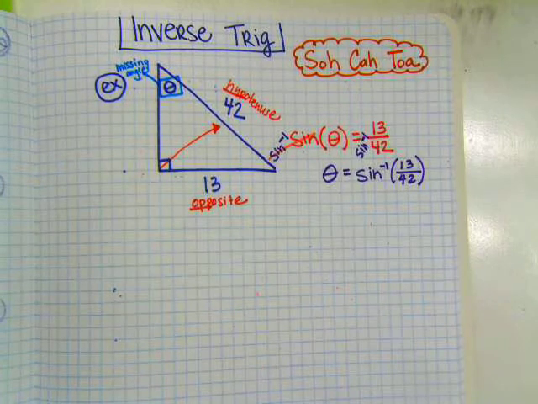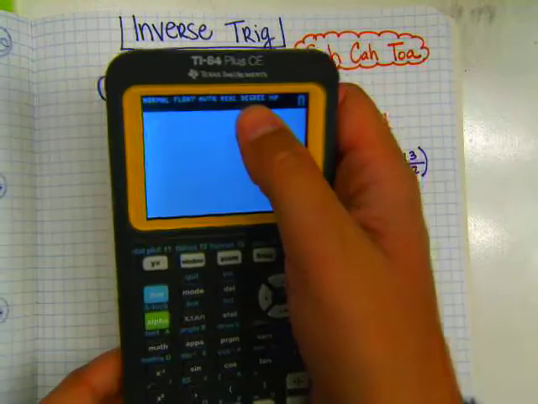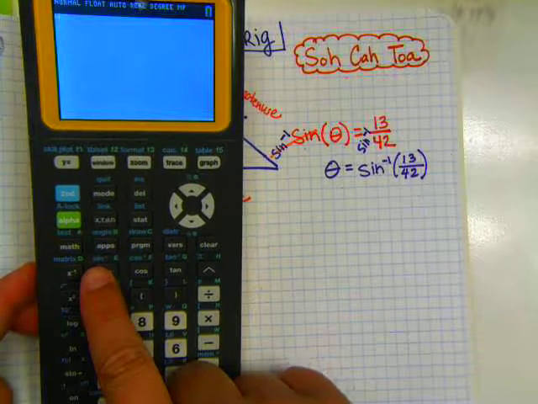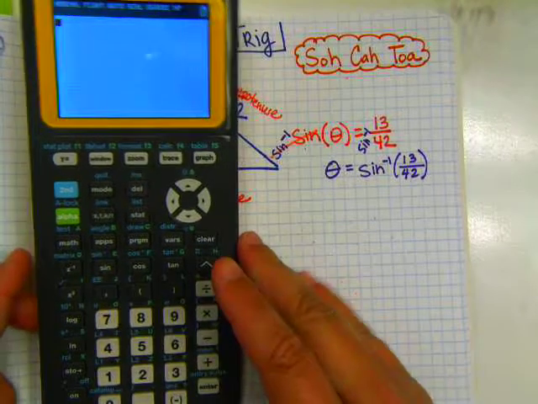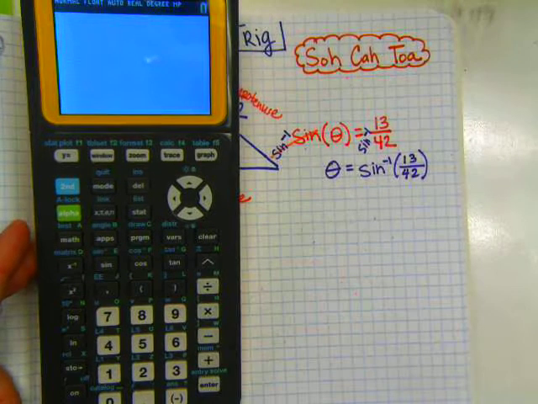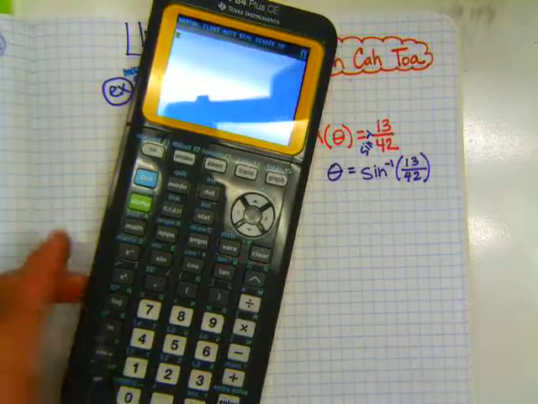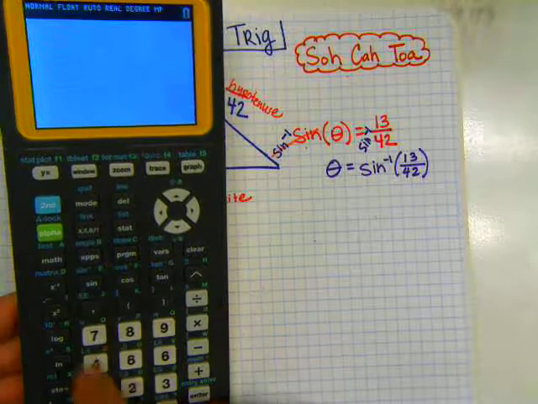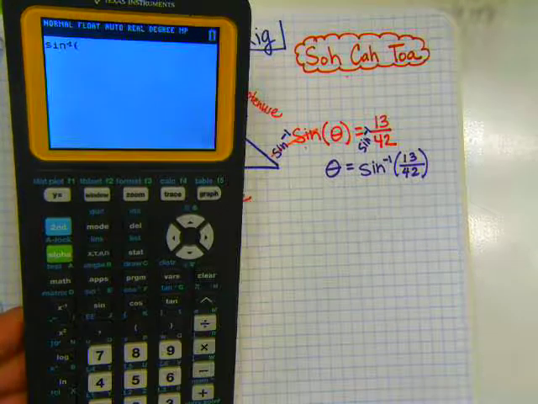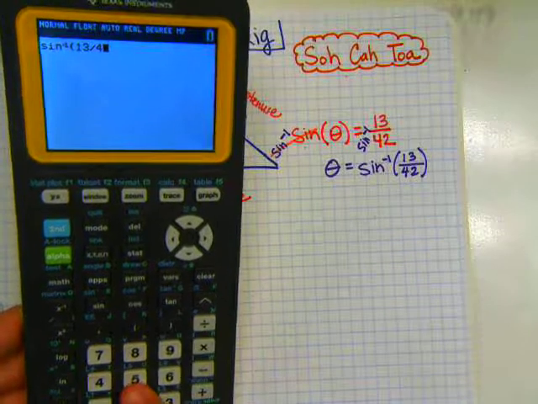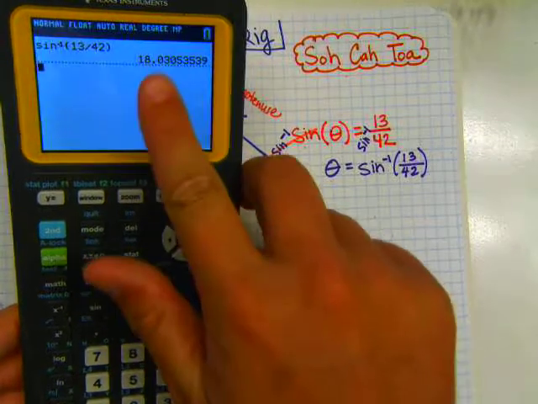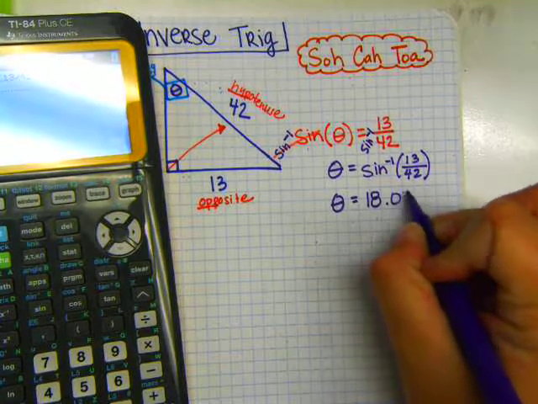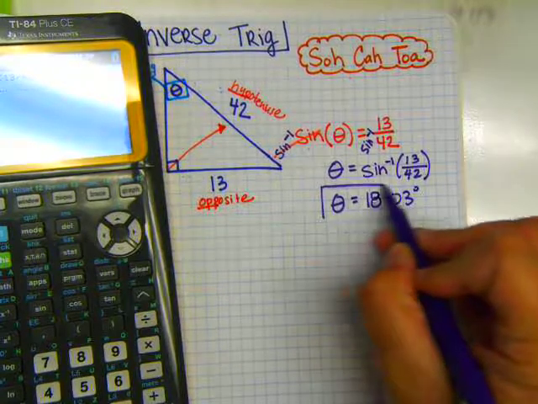And this is where you're going to pull out your calculator. Make sure you're in degree. And you'll notice that above sine, it looks like sine inverse. See? Sine inverse, sine inverse. So that's the button we're going to use. How you get to that is you press second and then sine, and you'll notice that sine inverse pops up. 13 over 42, enter. And that is your degree. So that means theta equals 18.03 degrees because we just solved for an angle.